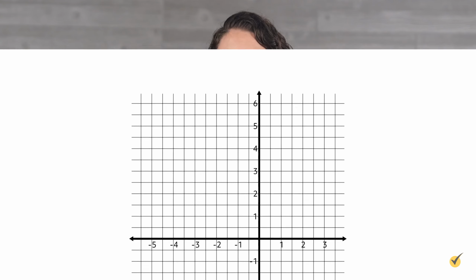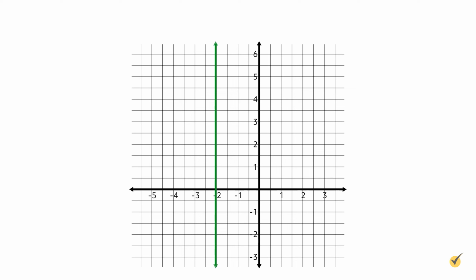Recall that vertical lines can be plotted on the Cartesian plane using an equation. Whenever the line intersects the x-axis, we write x equals that value. For example, a vertical line occurring 2 units to the left of the y-axis can be expressed using the equation x equals -2, because it intersects the x-axis at -2, and because all points on that vertical line have an x-coordinate of -2.